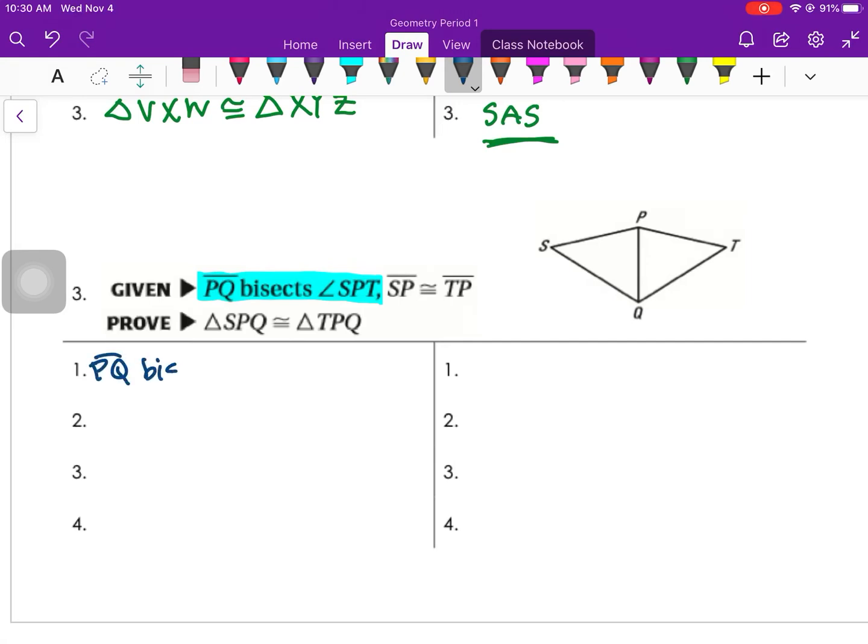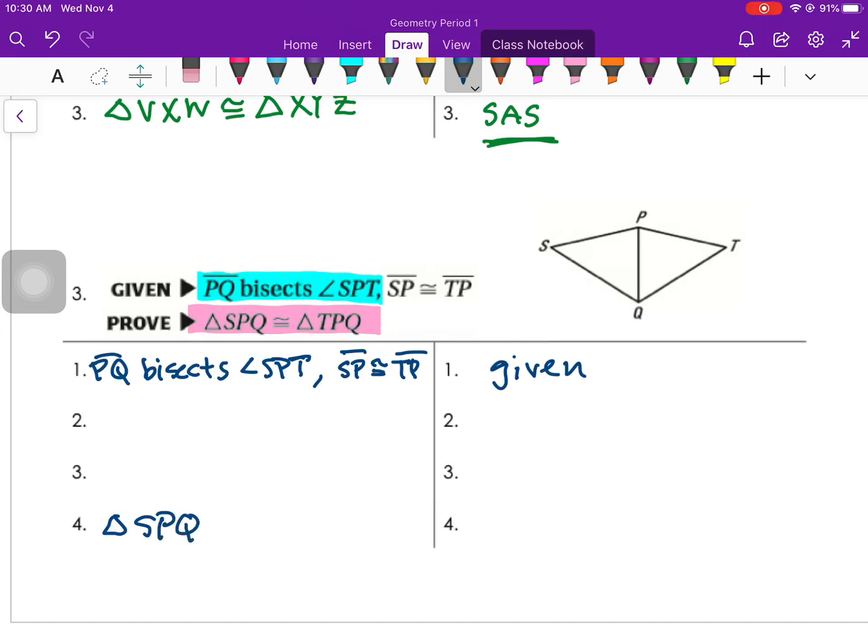Number 3, given PQ bisects angle SPT. So let's write that down. PQ bisects angle SPT. I'm going to ask myself, okay, they're telling me that for a reason. And I know that line segment SP is congruent to line segment TP. And this is all given. What do I want to eventually get to? These 2 triangles are congruent. So triangle SPQ is congruent to triangle TPQ. And we have to find out why.